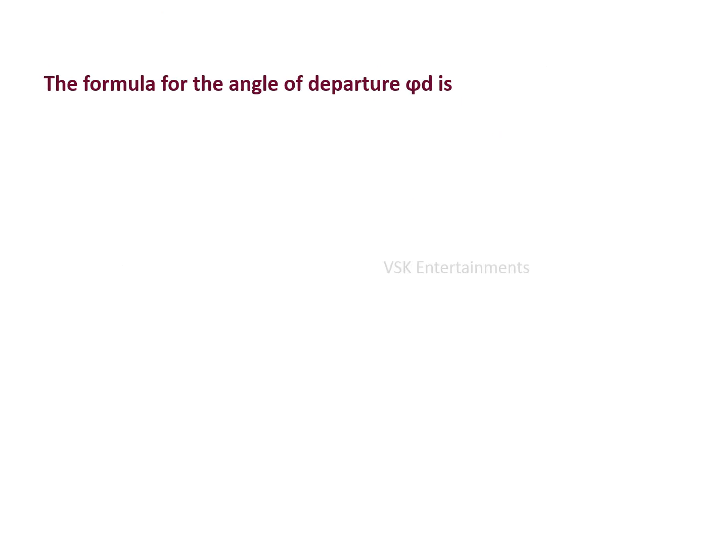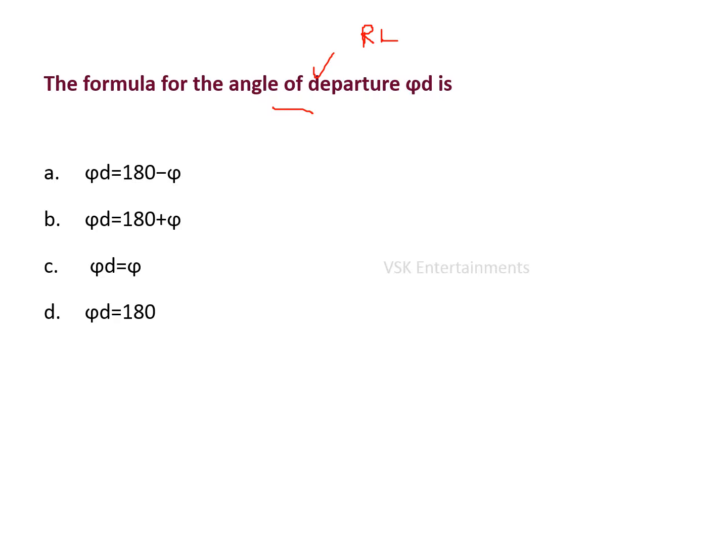Coming to next one, the formula for the angle of departure phi d is, options are phi d is equal to 180 minus phi, 180 plus phi, phi d is equal to phi, phi d is equal to 180. Here angle of departure and angle of arrival are the concepts in root locus. If complex poles are present, we are going to get the angle of departure. If complex zeros are present, we are going to get the angle of arrival. And the formula for finding angle of departure is phi d is equal to 180 minus phi.